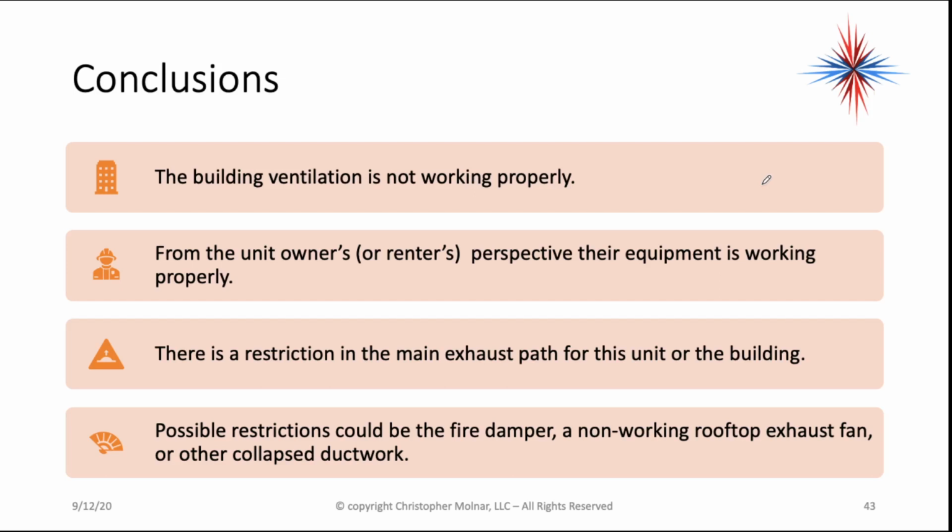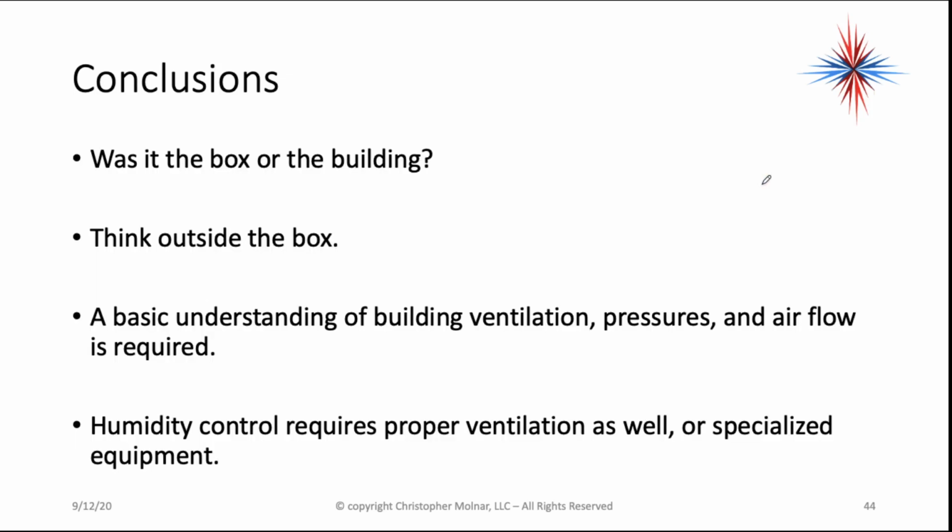From the unit owner's or the renter's perspective, their equipment is working right. There's a restriction someplace in the main exhaust path for this unit or the entire building. Possible restrictions could be the fire damper, a non-working rooftop exhaust fan, or some other collapsed ductwork someplace along the way. You don't know this at this point. All you know, based on the testing you did, is that the exhaust is not working properly.